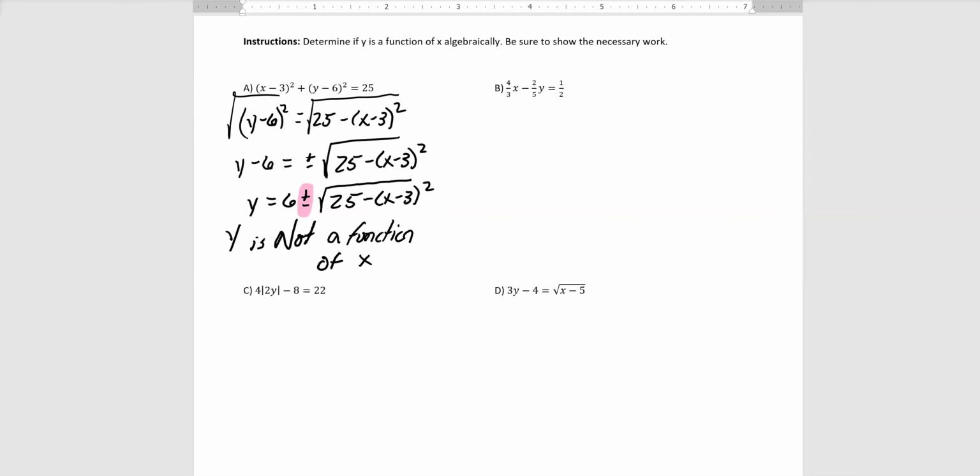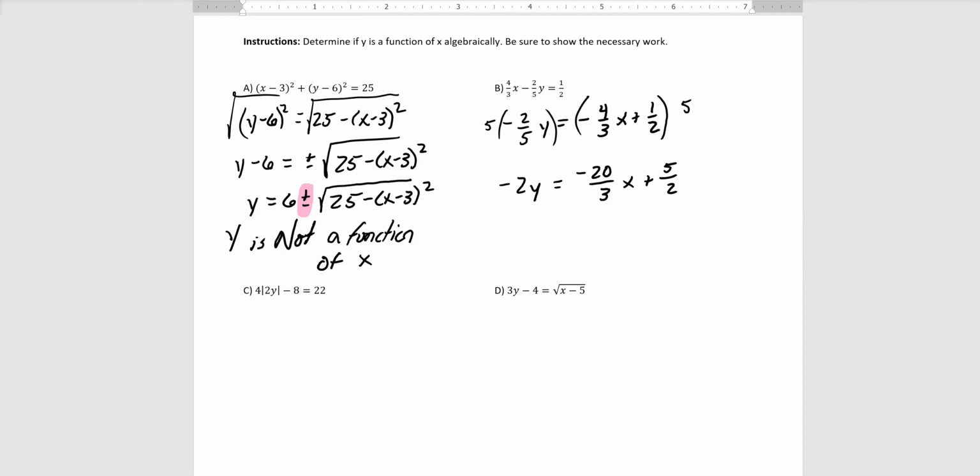All right, letter B, 4/3 x minus 2/5 y equals 1/2. Fractions, that's okay, it doesn't change what we're doing. Let's try to get y all by itself here. We'll subtract 4/3 x, so I'll have -2/5 y equals -4/3 x plus 1/2. And I can multiply everything by 5. If I multiply both sides by 5, I would get -2y equals -20/3 x plus 5/2.